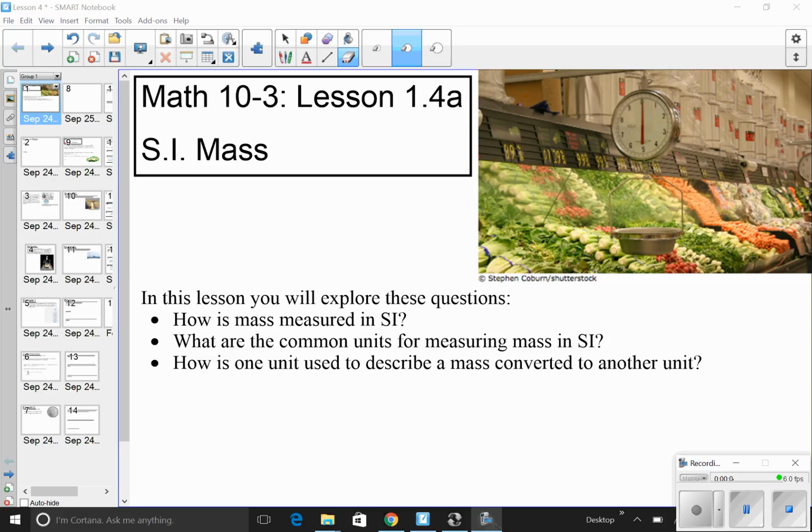Hey, welcome to lesson 1.4, and we're going to talk about SI, or System International Mass. In this lesson we'll talk about how mass is measured, what the common units for measuring mass in the SI system are, and how to convert one unit of mass to another unit.